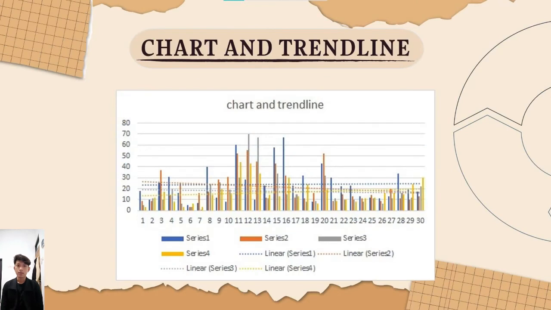And this is the chart and trend line from book sold in month. This is from quantity sold in first week until quantity sold in fourth week.